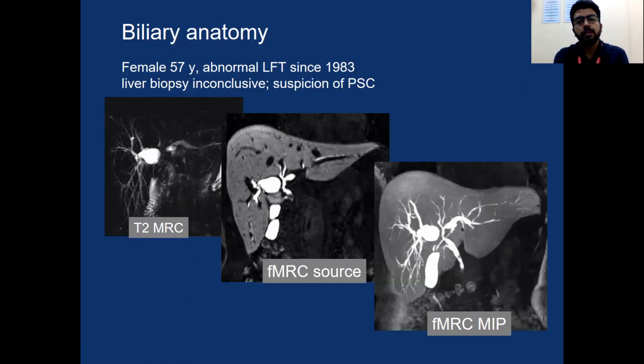That is a case in a 57-year-old female with abdominal pain since 1983 and abnormal LFT since 1983. Liver biopsy was inconclusive. Suspicion of primary sclerosing cholangitis was raised. These are the coronal images, T2 MRC, FMRC source, and FMRC MIP sequences demonstrating primary sclerosing cholangitis.